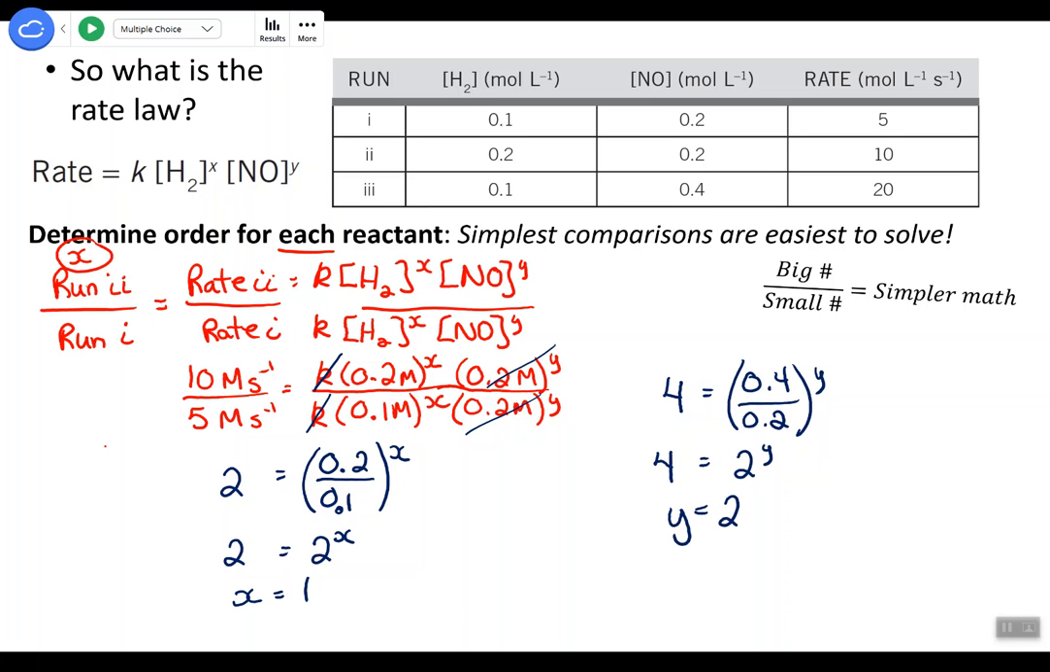We're not done this problem, but we are out of time. So when we come back next class, we're going to solve for k and wrap up this problem.